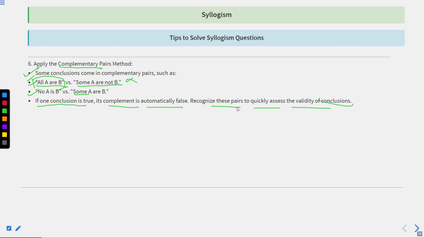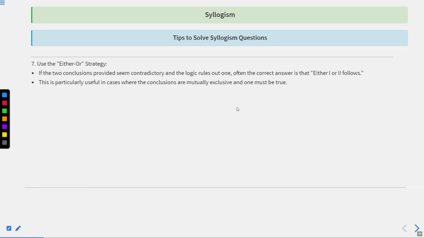These tips are very handy for you, my dear students, because they are going to make you efficient. The more efficient you are, the more your chances of clearing these examinations will increase, because you will be investing less and less time to solve syllogism. That is why it is a very important concept and topic for your understanding.